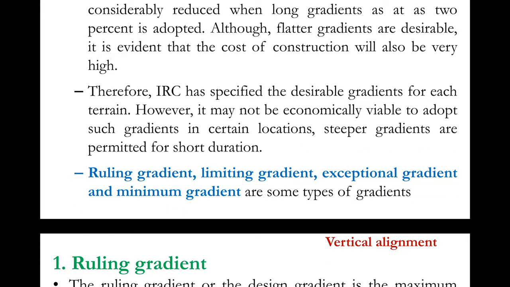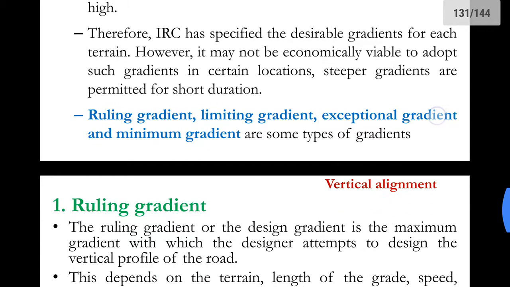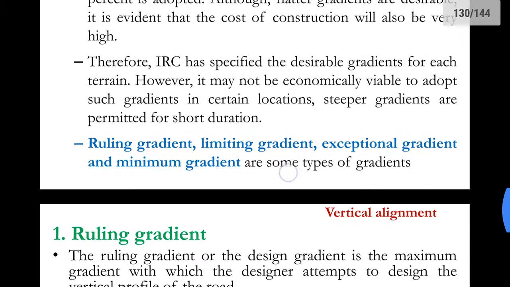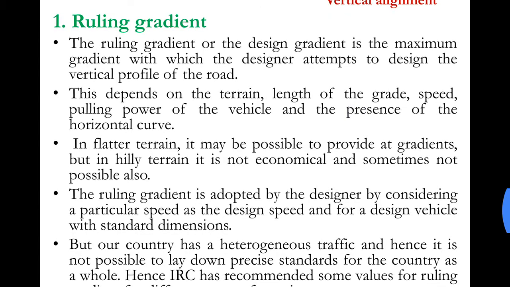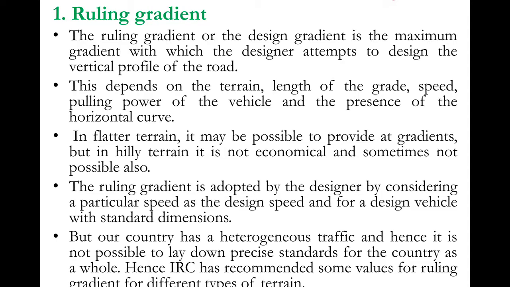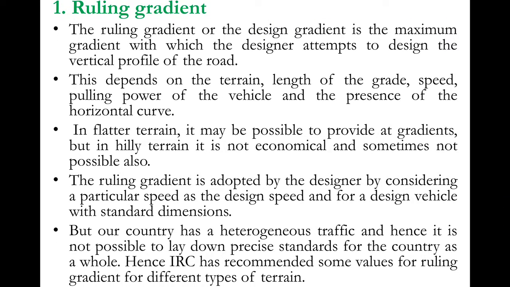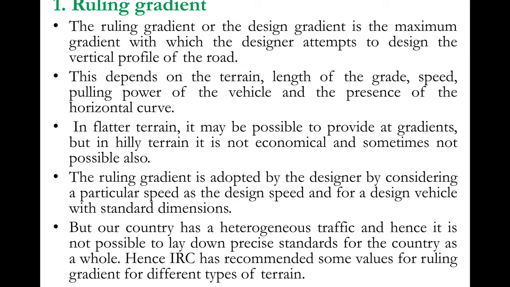Now the classifications are of four types. First type is ruling gradient, second is limiting gradient, third being exceptional gradient, and fourth is minimum gradient. These are some of the types of the gradients that are used. Now let us try to understand what these gradients mean. First one is ruling gradient. The ruling gradient or the design gradient is the maximum gradient with which the designer attempts to design the vertical profile of a road. So ruling gradient is nothing but the design gradient of the road.